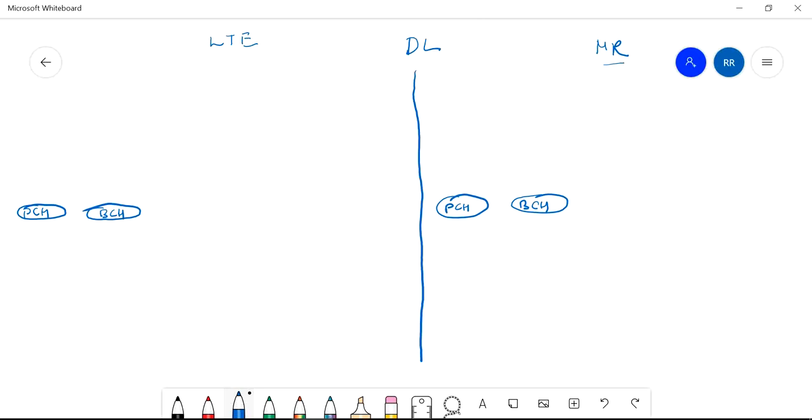Now we have the downlink shared channel, that is DL-SCH, in LTE, and we have the downlink shared channel in NR also. Now we have one more transport channel in LTE, that is MCH, the multicast channel, but we don't have this channel in NR. Only three channels we have in NR as transport channels: PCH, BCH and DL-SCH, the downlink shared channel.